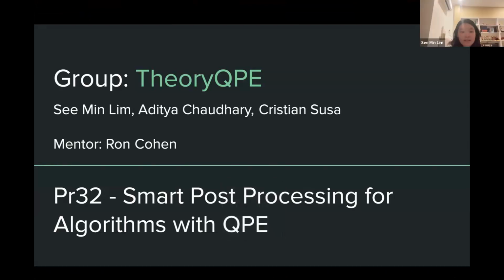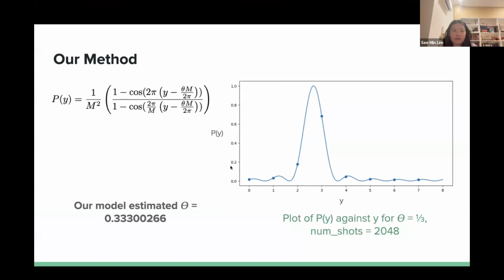Thank you. I'm Simin, and my other groupmates are Aditya and Christian. As we mentioned in the previous meeting, we have the QPE circuit, and we run the circuit and get these counts, and then we can plot this probability curve onto it to do a curve fitting. The curve fitting can estimate the phase theta which we're trying to find. In this example, the estimated value is 0.333, and the theta that we had used was 1 out of 3. So this is about 3 decimal places of accuracy.